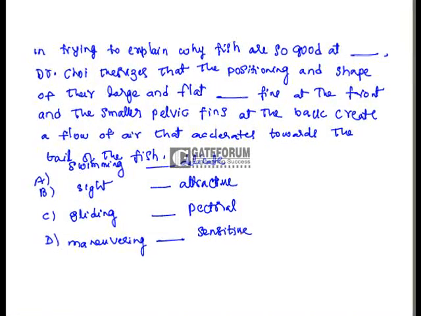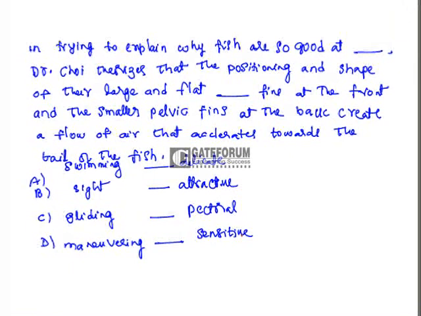Sentence completion. In trying to explain why the fish are so good at dash, Dr. Choi theorizes that positioning and shape of their large and flat dash fins at the front and the smaller pelvic fins at the back create a flow of air that accelerates towards the tail of the fish. In this question, the choices are swimming, delicate, sight, attractive, gliding, pectoral, maneuvering, sensitive. The topic relates to what? Fish are good.